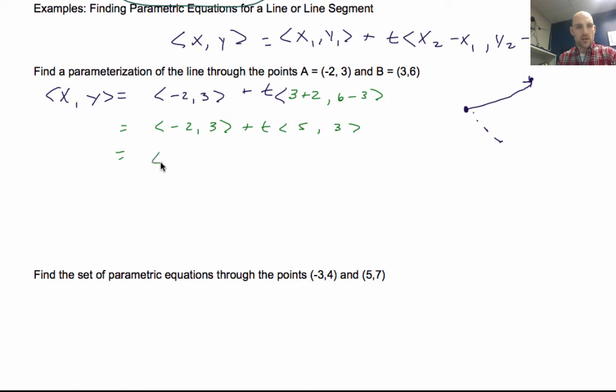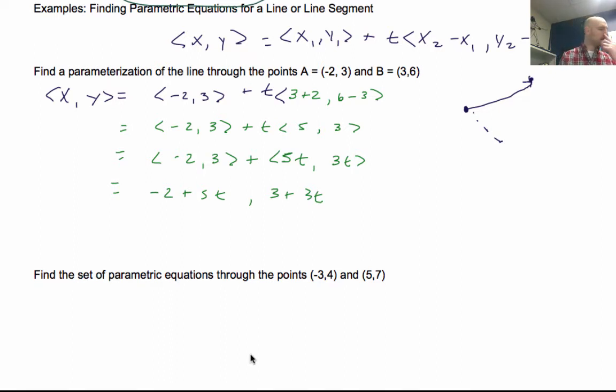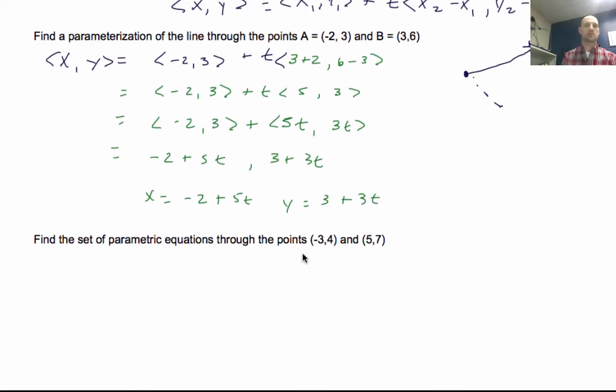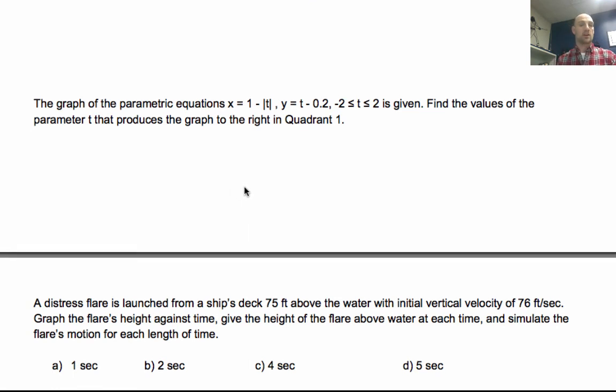So this is going to be negative 2, 3 plus 5t comma 3t. So it's equal to negative 2 plus 5t comma 3 plus 3t. So that's how we define this. Okay, so there's our x and our y. So x is equal to negative 2 plus 5t, and y is equal to 3 plus 3t. Okay, so you can do these next two on your own if you want to pause and try that one.